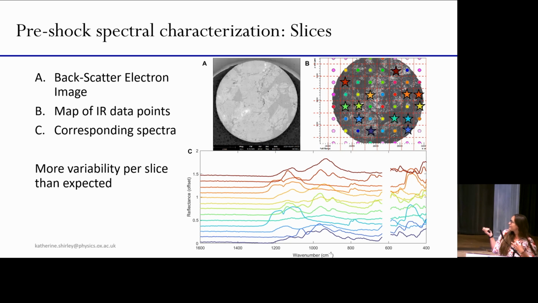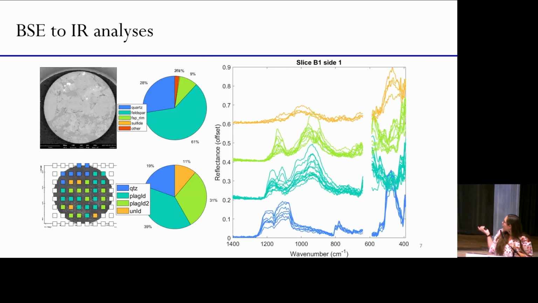This is a backscatter electron image. Hopefully you can see it on the sides. This one is more uniform than others, but still you see a bit of variation. What we are then able to do is compare the overall compositional analysis from the backscatter composition, which was done by Marina Gemma at Stony Brook. She came up with this plot where she found quartz, feldspar, sulfides, and a bit of other material in each of the slices.